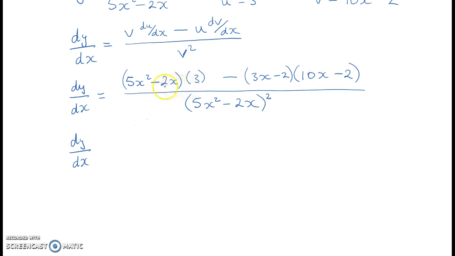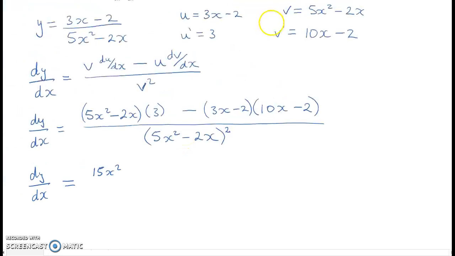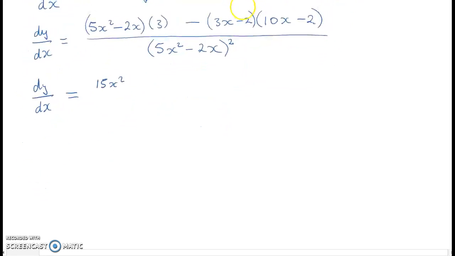So let's multiply here. We're going to do v by du dx. So multiply the 3 times 5x squared is 15x squared. Minus, oh, sorry about this, I'm having a problem with my Surface. Let's try and see if we can get it back for you. Okay. So sorry about that. Now multiply here. It'll be minus 6x.